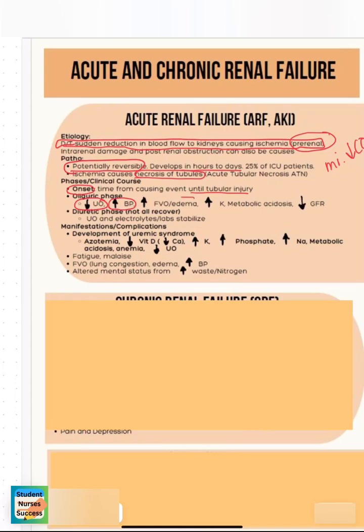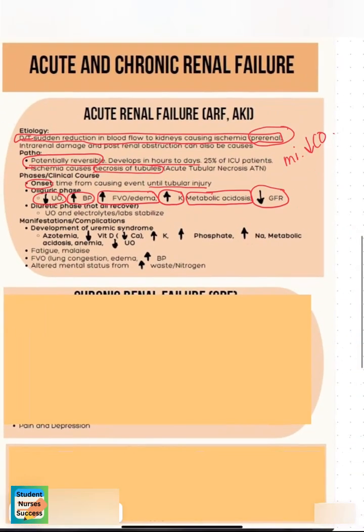Patients become fluid volume overloaded and edematous because they're not putting urine out. We see potassium levels start to rise. We see the development of metabolic acidosis, and we see a drop in filtration rate. We will probably also see an increase in their creatinine levels.